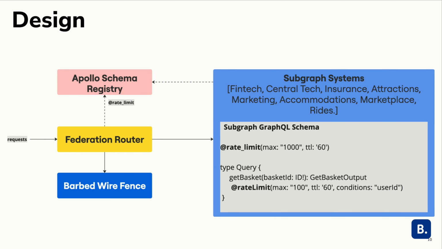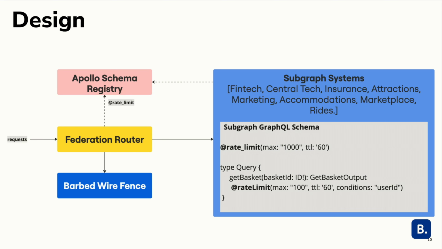We also support schema level rate limiting. That means they can have a global rate limit on the whole subgraph service. So for this part, it's just for the schema owner to easily put this directive on the schema element they want to protect.